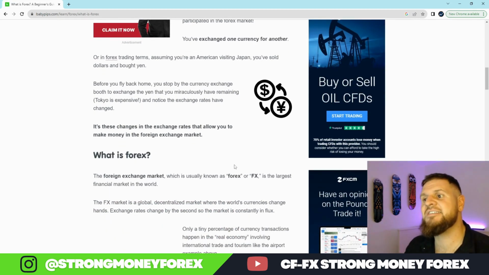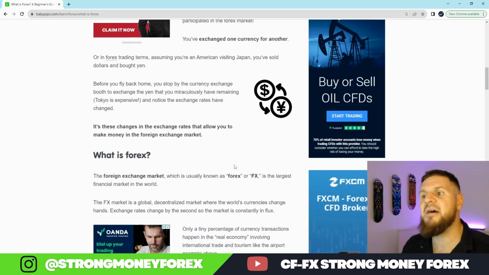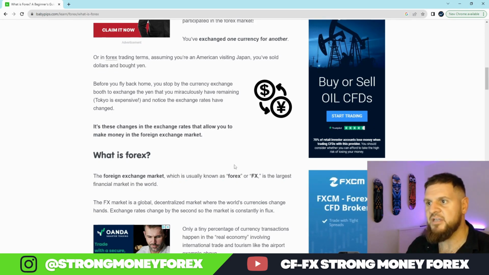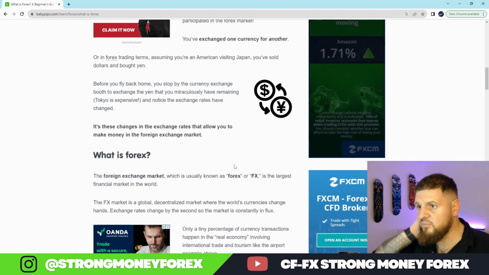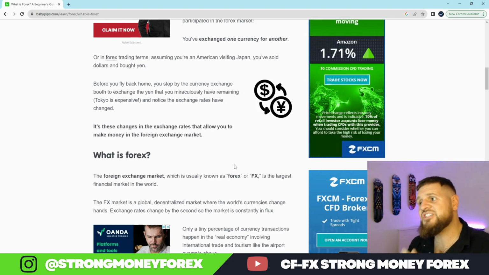It's these changes in the exchange rates that allow you to make money in the foreign exchange market. So in the same way that if you were to come home with money left over from your holiday, change it back at a lower exchange rate and lose money, that is ultimately what we are betting on is going to happen in the marketplace for us to make money.